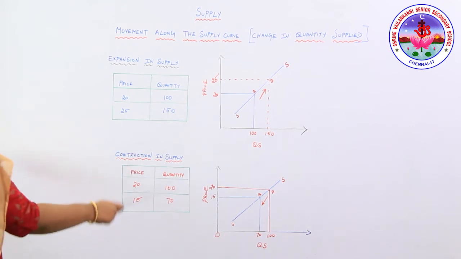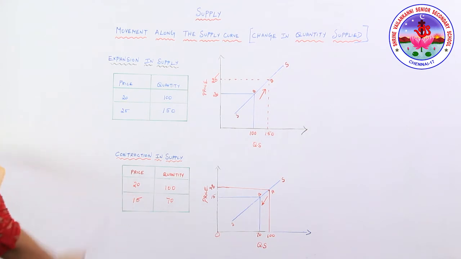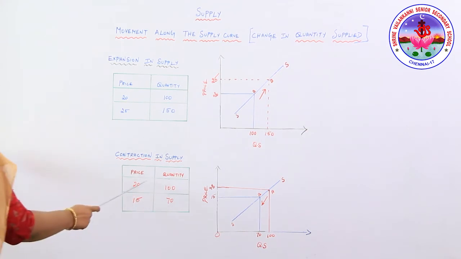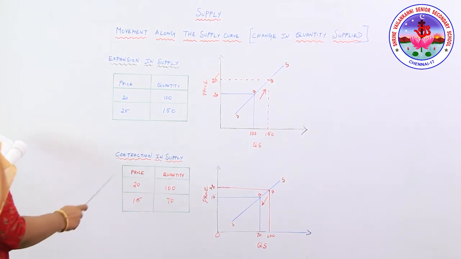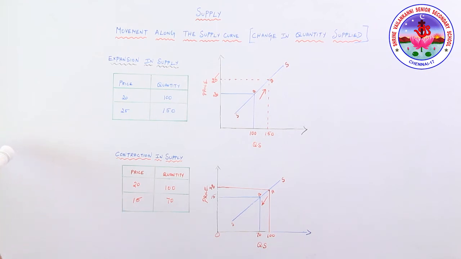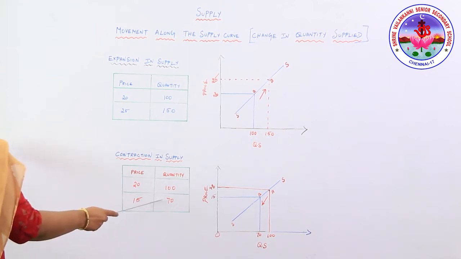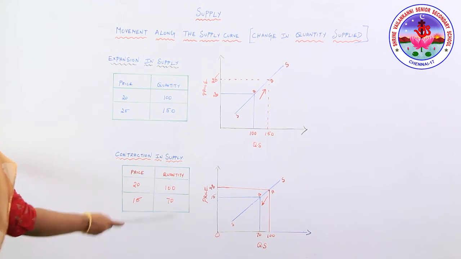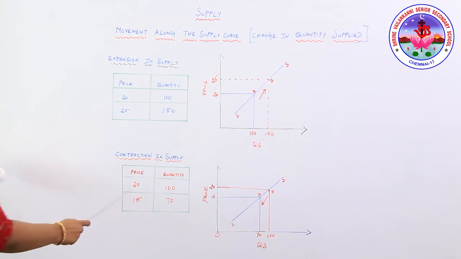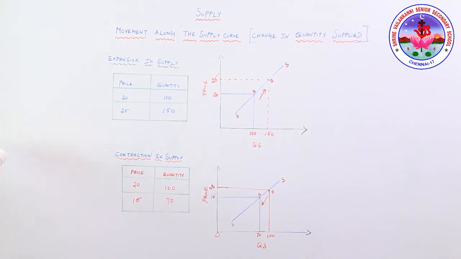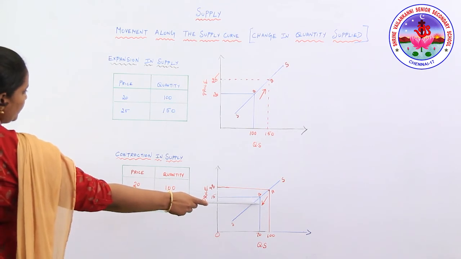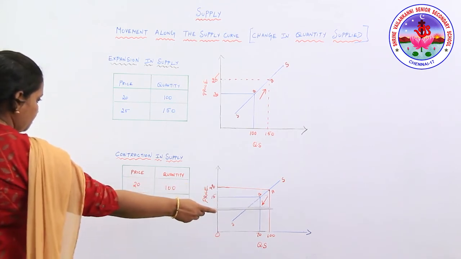Now let us understand this with the schedule as well as with the diagram. The first column denotes the price, and the second column denotes the quantity. In the schedule as well as in the diagram, quantity supplied falls from 100 units to 70 units with a decrease in the price from 20 rupees to 15 rupees. So what will happen? That leads to a downward movement from A to B.